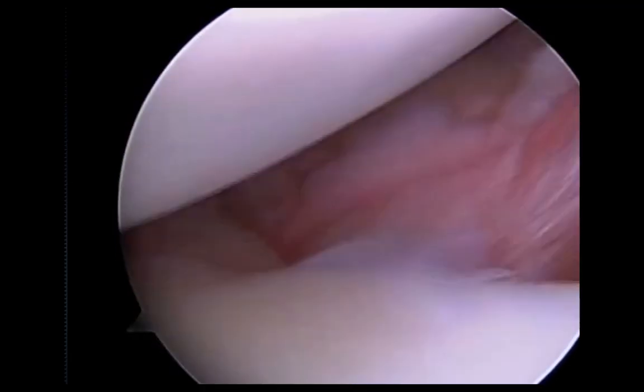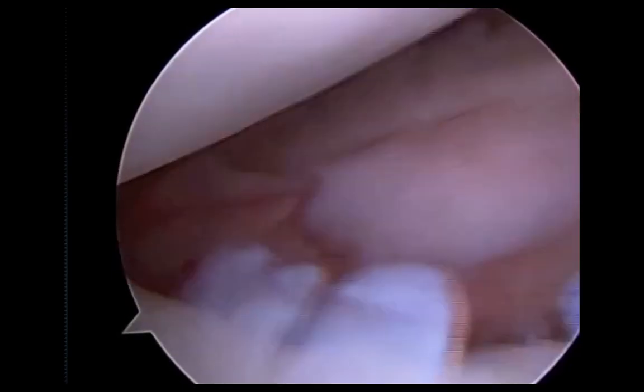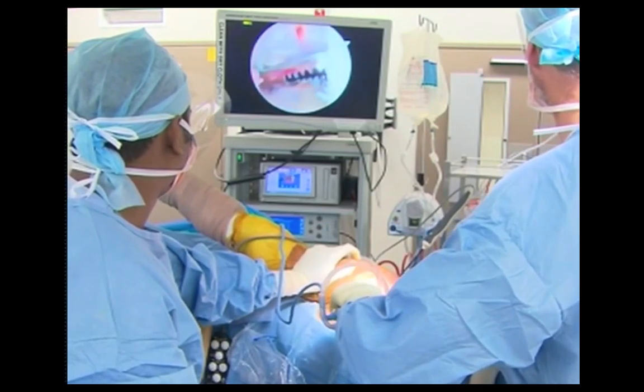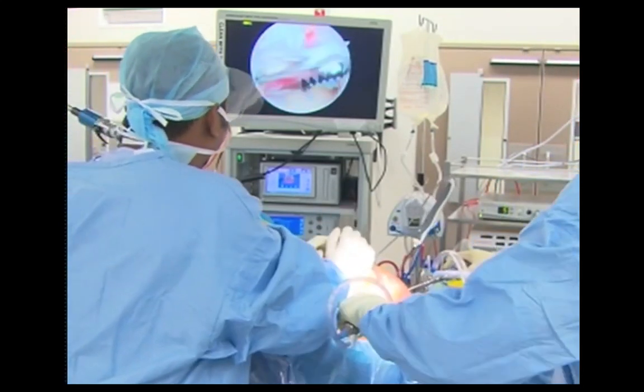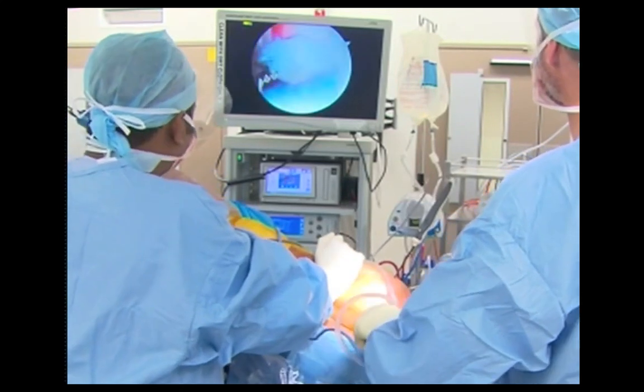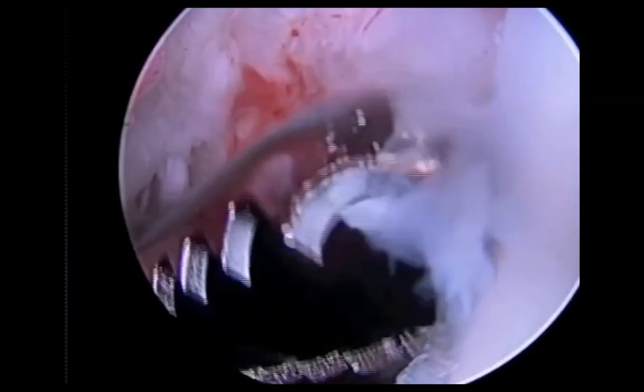And we can see a fairly typical anterior Bankart lesion. We're now looking through the high anterior viewing portal. Our assistant again dislocates the shoulder to aid our view, and we debride the base of the Hill-Sachs lesion.